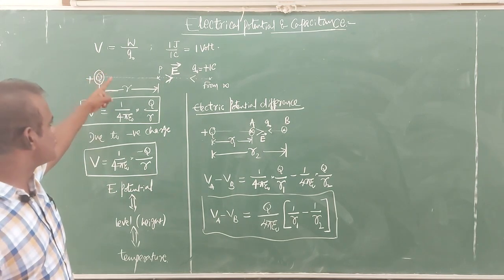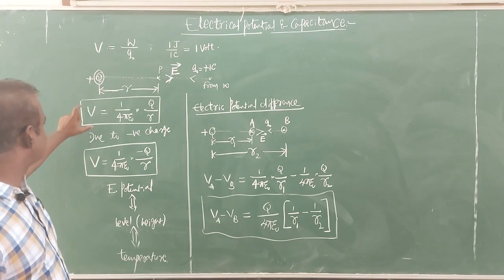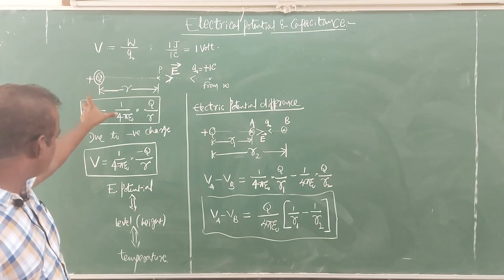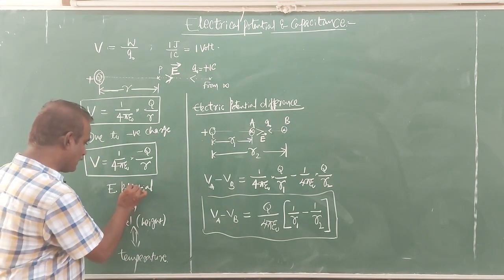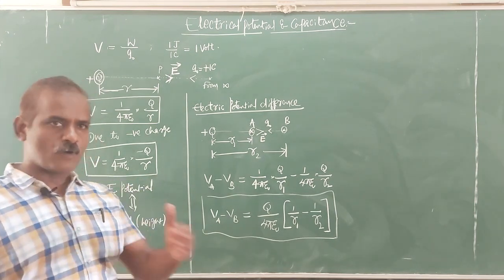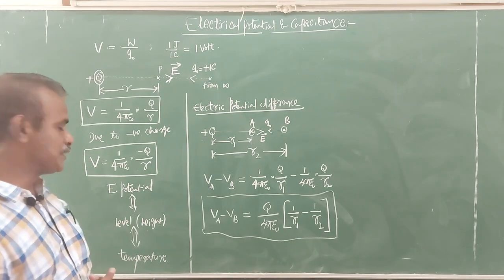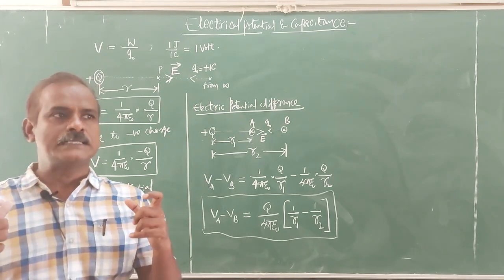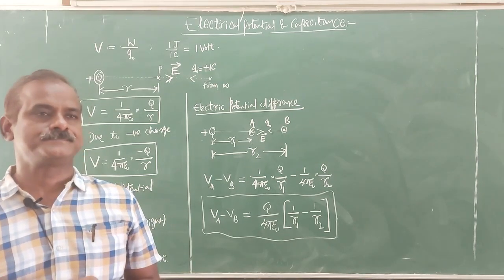You have to note down these points. So this is the formula written, derived in the last class. You can notice them, and you always remember electric potential, level of water or position, height, you can say temperature. These are all analog terms.